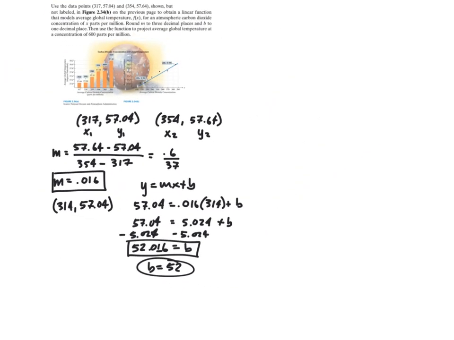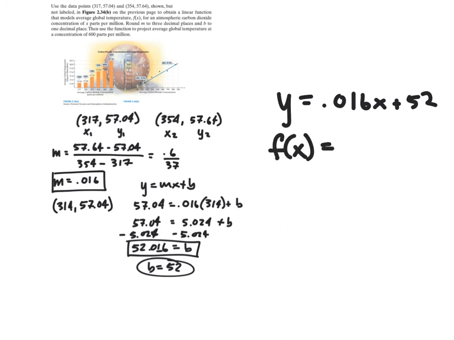I'm kind of writing pretty big, so make sure you guys are writing small. Let's write y equals 0.016x plus 52. Okay, so this is an equation, and let's replace y with f of x. Okay, so f of x equals 0.016x plus 52. Now they wanted us to plug in 600 parts per million for x.